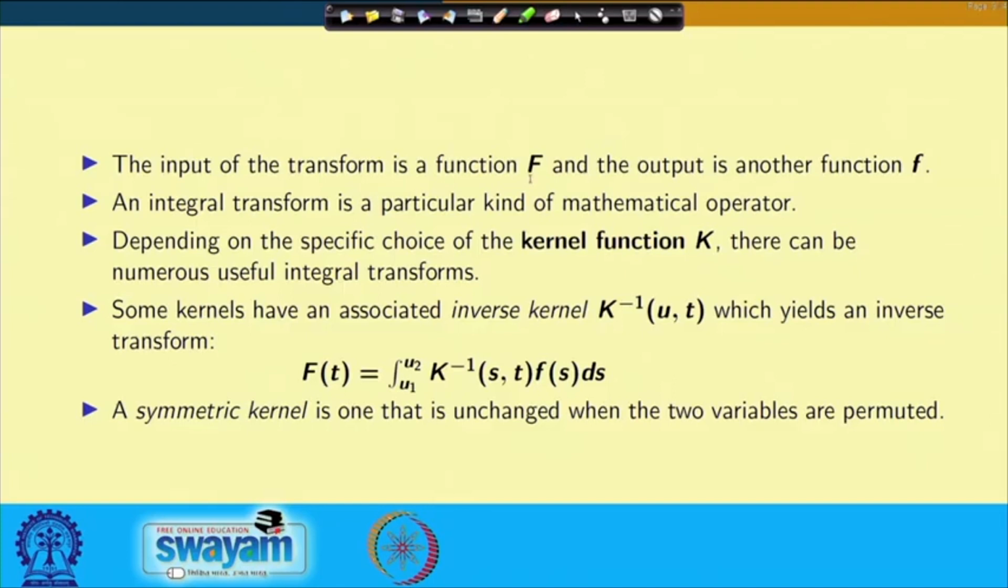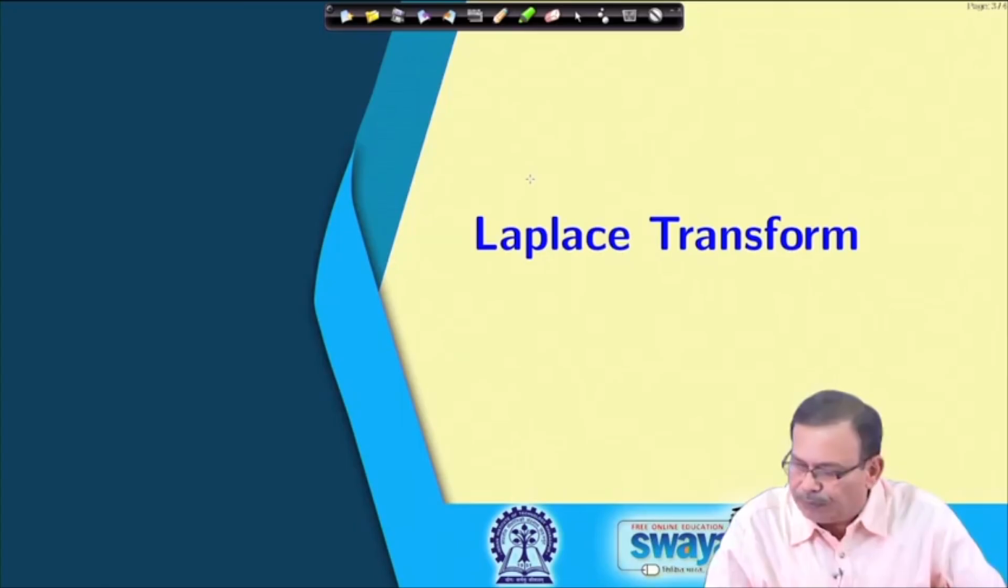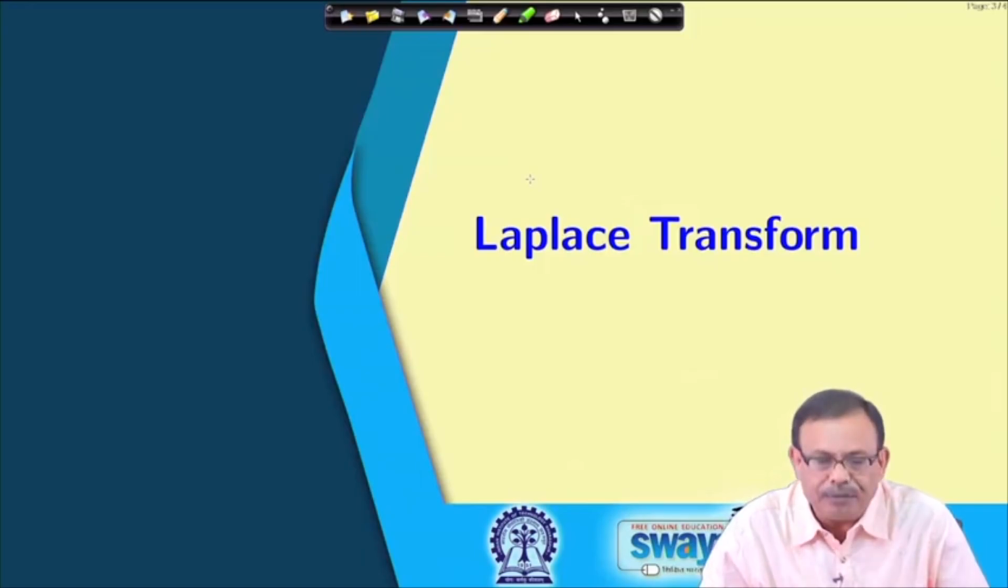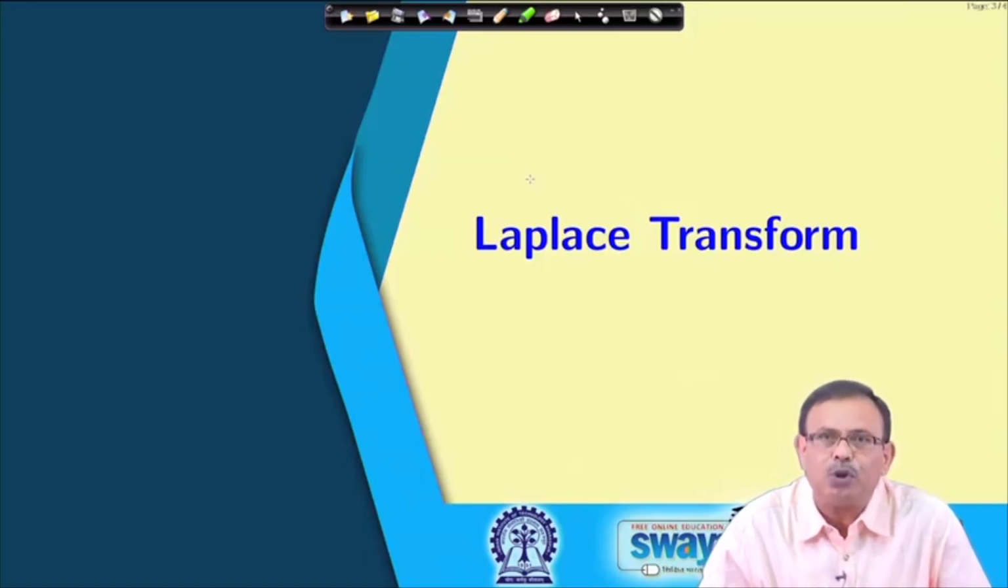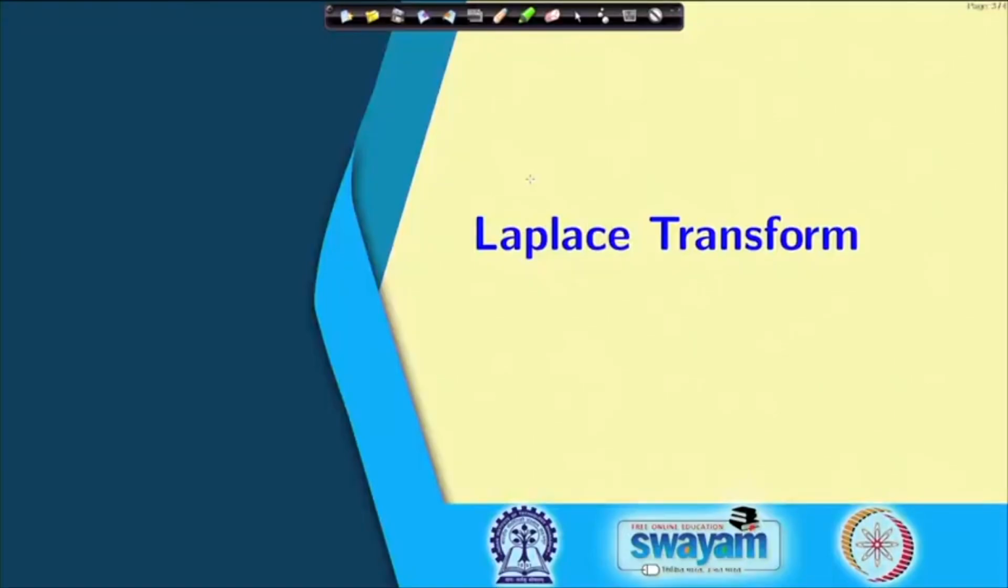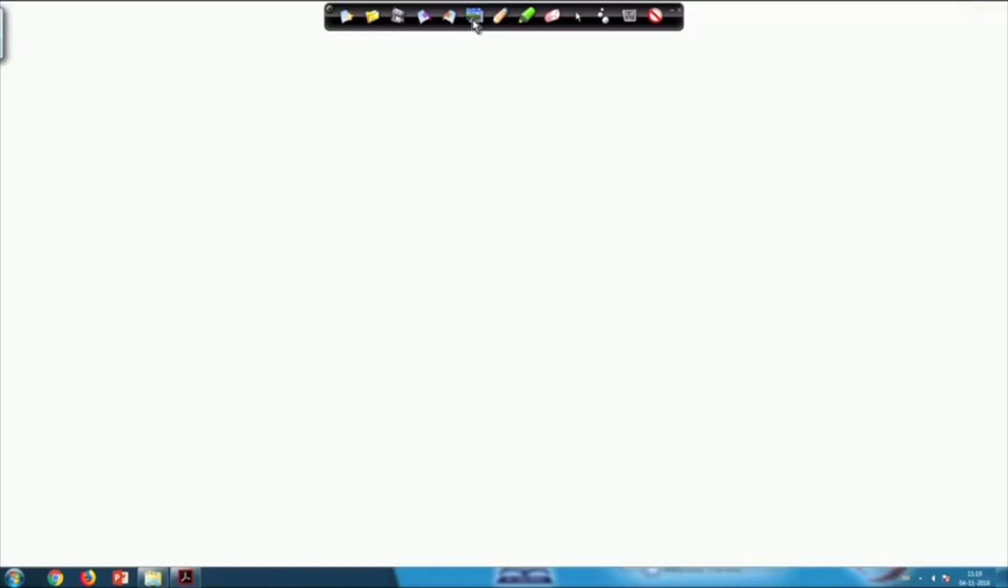Now, next we come to the Laplace transform. Basically, the Laplace transform is a mathematical tool which is used to solve various kinds of engineering and mathematical problems. It is used mostly by the science and engineering departments, and various departments are using this Laplace transform to solve particular types of problems. The Laplace transform was first introduced by the French mathematician Laplace.